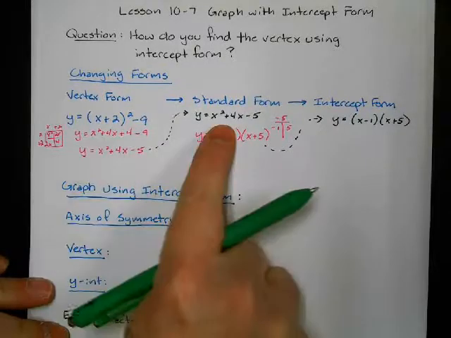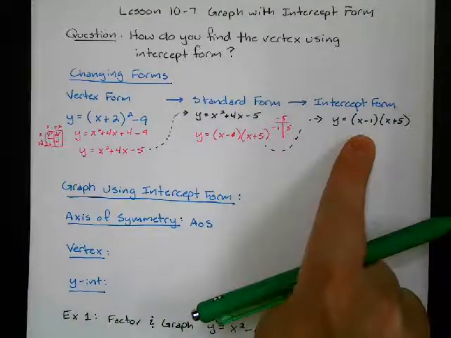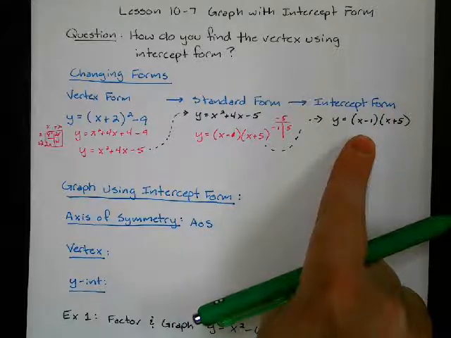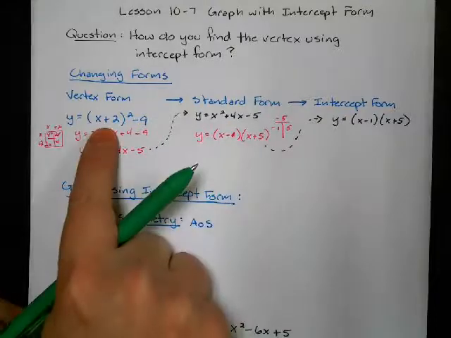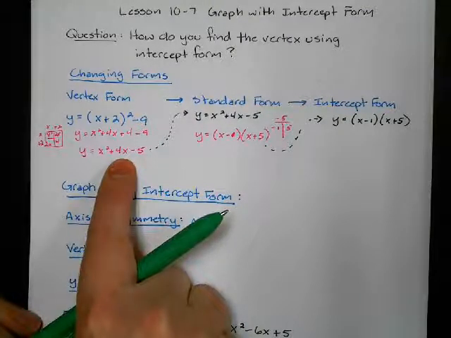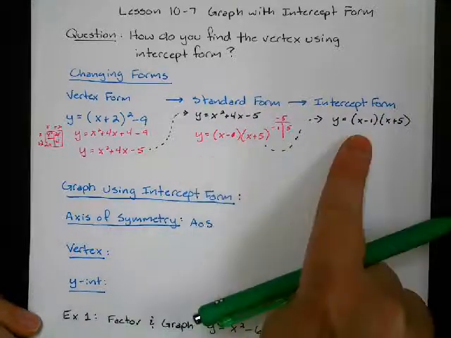So these three functions are the same exact function. If you were to graph them, they would give you the same graph. So starting at vertex form, I can change it to standard form just by multiplying this out and then combining like terms. When something's in standard form, you can factor it, and then it becomes intercept form.